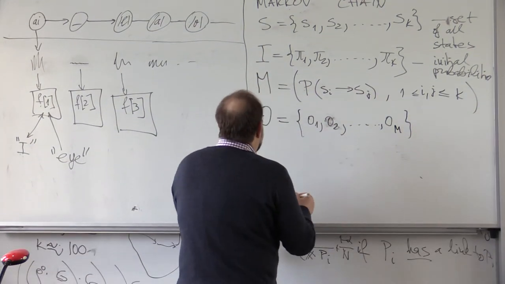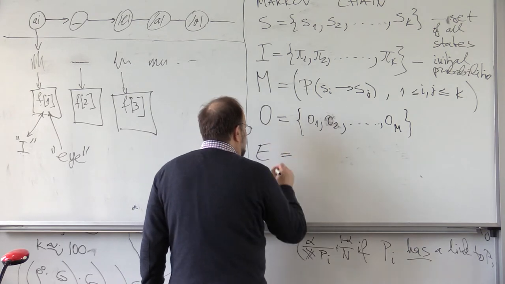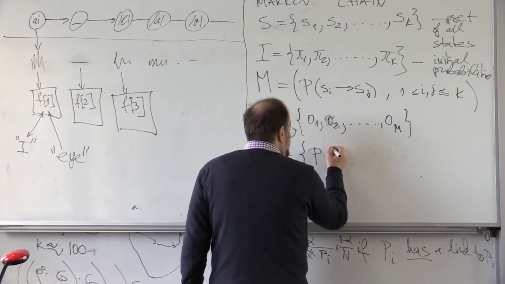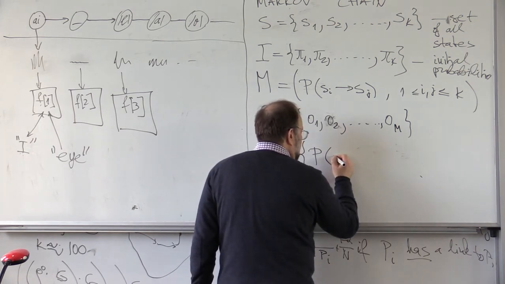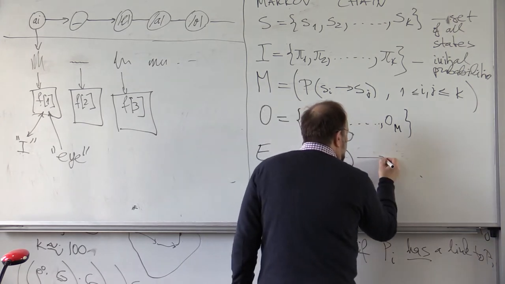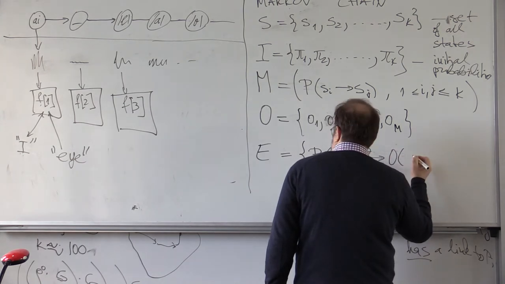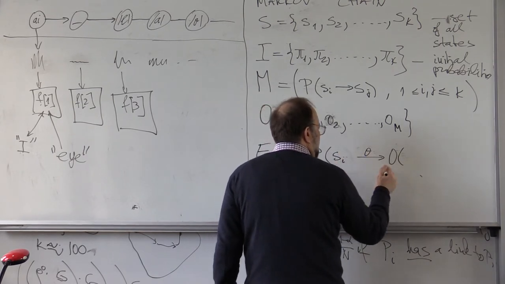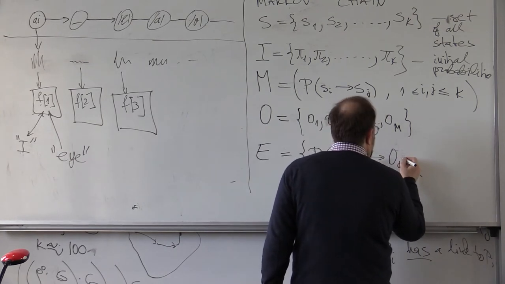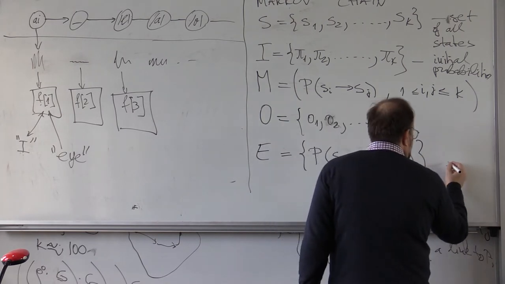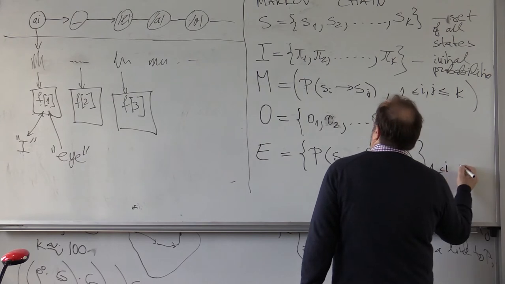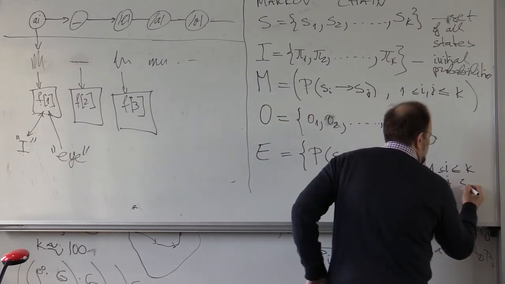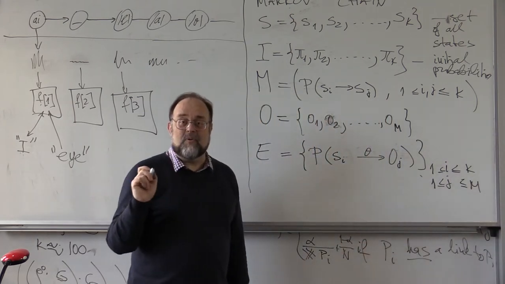So these are the observables, and then you have a matrix E that is called the emission matrix. This is the matrix of probabilities that if you are in a state Si, you will get observable Oj. Now, i ranges between 1 and K, but j ranges between 1 and whatever the cardinality of the observables is, say M. So that precisely answers your question.